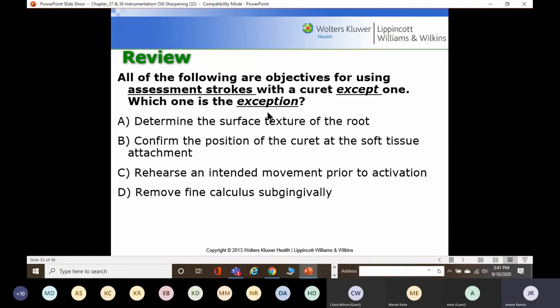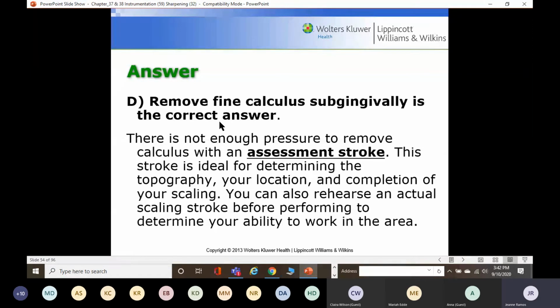All of the following are objectives for using an assessment stroke with a curette except one. Which one is the exception? I think that's pretty obvious. Okay, so remove fine calculus subgingivally. We don't remove calculus with an assessment stroke.